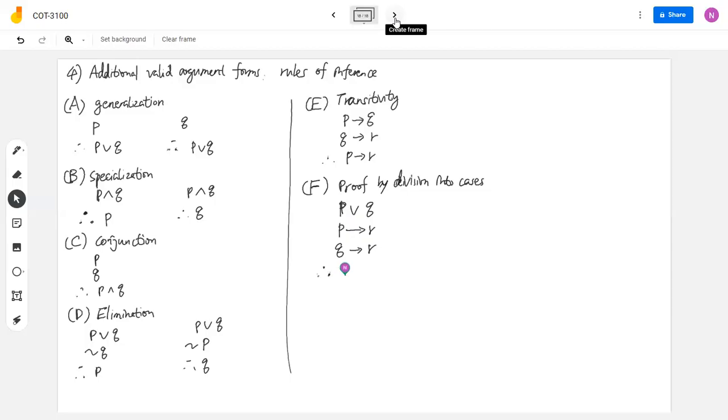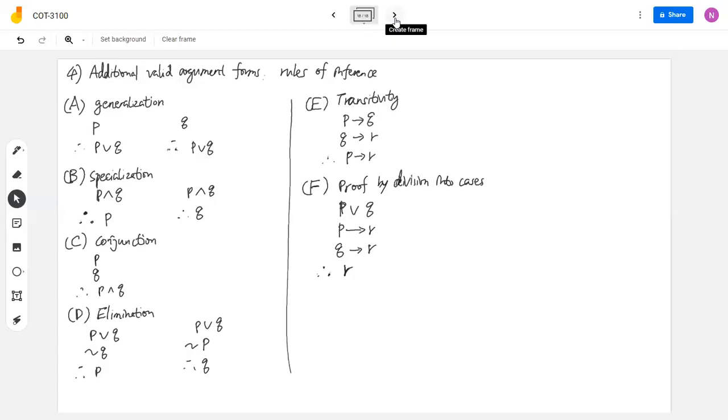So we have two cases, either P or Q holds. And we check that if we assume P, then R holds. Okay, that doesn't conclude R must hold because you haven't checked the case of Q. And then if you further check, Q also implies R, and then you conclude that R holds.